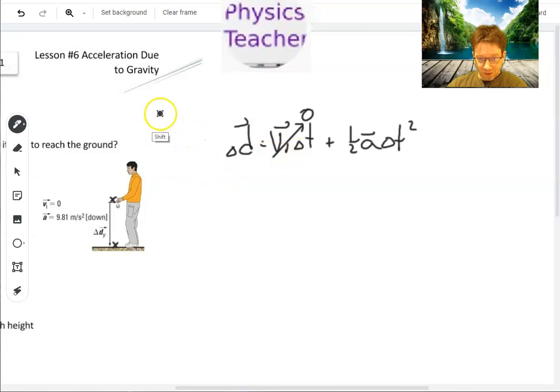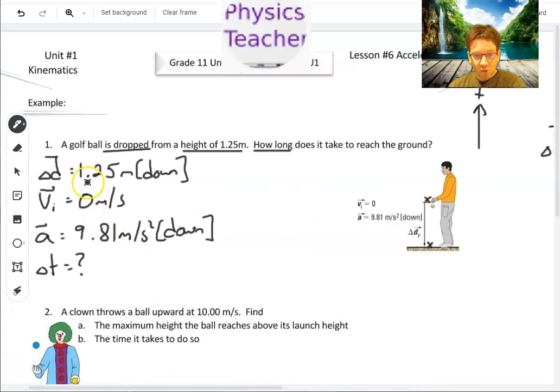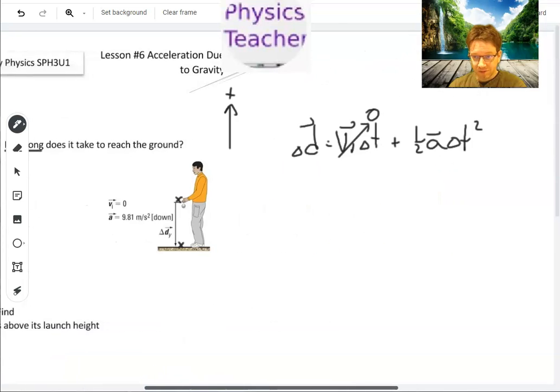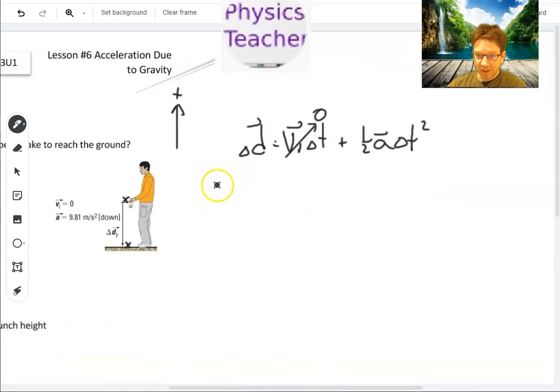Now remember, what we're going to do is we're going to use this coordinate system where up is positive. You could actually do it with where down is positive. It's your choice. But since we're just starting to learn this, we'll keep up as positive for now, which means displacement should be negative. So when I write it in, instead of writing 1.25 meters up, I'm just going to write negative 1.25. So our displacement is negative 1.25.